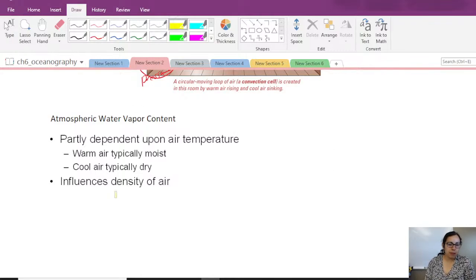And so again, typically warm air is moist. Again, we'll look at that, since it evaporates around the tropics, versus our cool air, which is typically dry.